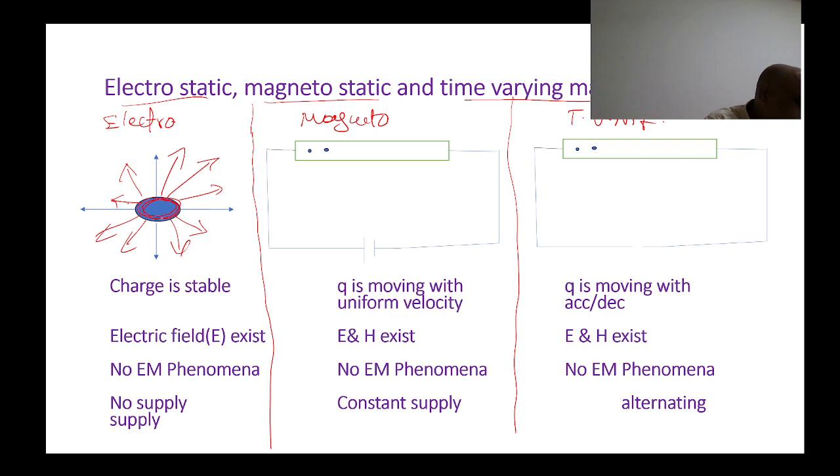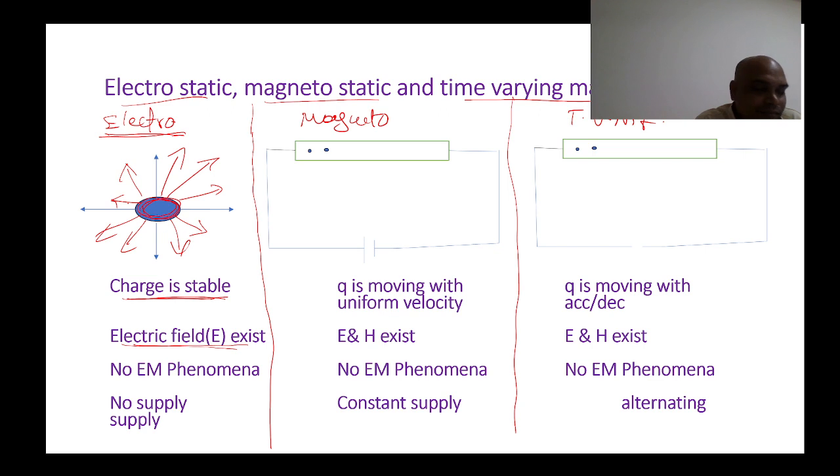If I have a charge that is stable, it is not moving. If I have a charge, there exists an electric field. So in electrostatics, the charge is stable and there exists an electric field, and the charge is not moving.